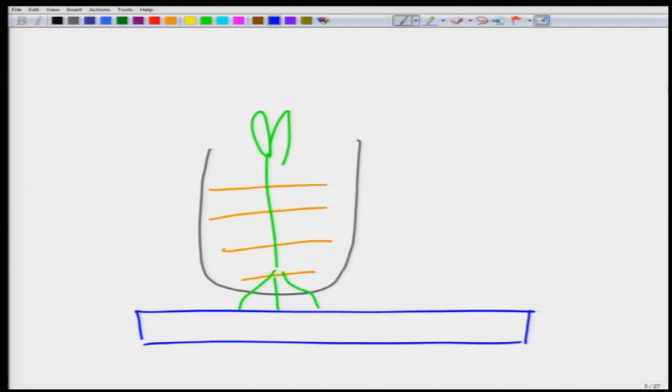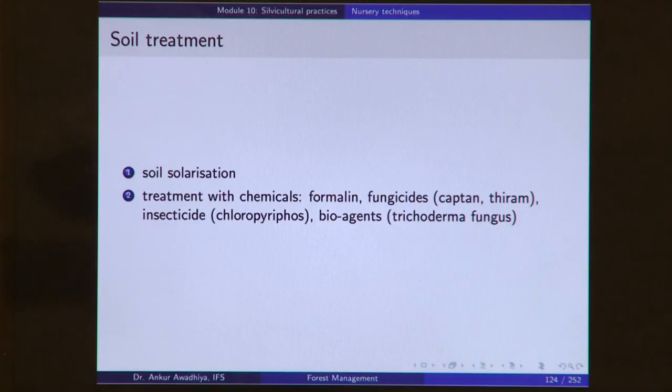Now, when we are making these beds, we need to treat the soil. Typically two kinds of treatments are done. The first one is soil solarization. What is solarization? You take the soil, break it into small parts, break up the lumps and spread it out in the sun, so that the sun is able to dry up the soil, and also the ultraviolet light is able to reduce or eliminate the pathogen load in the soil. So, that is soil solarization. So, we typically do it before we are making the beds.